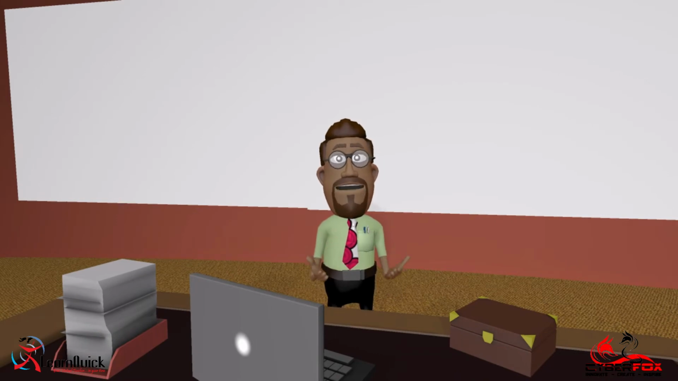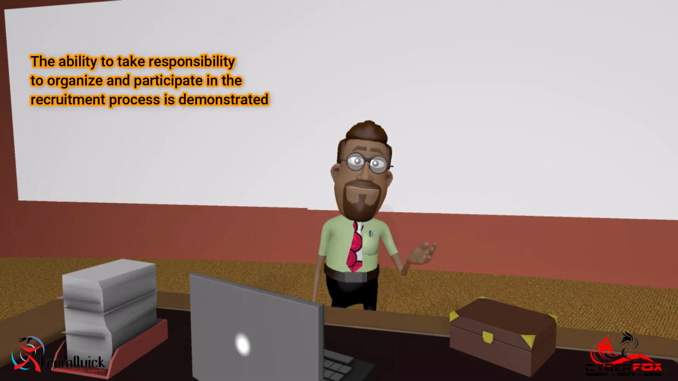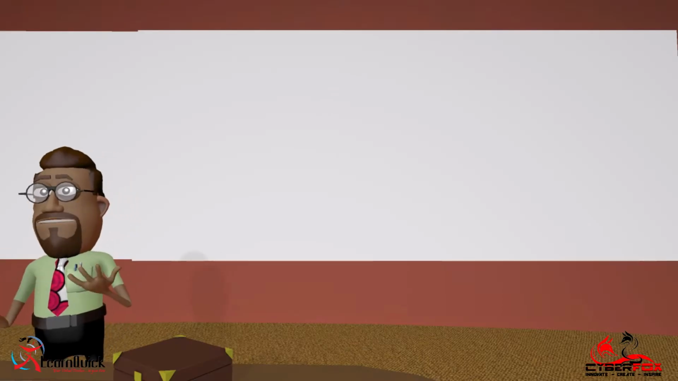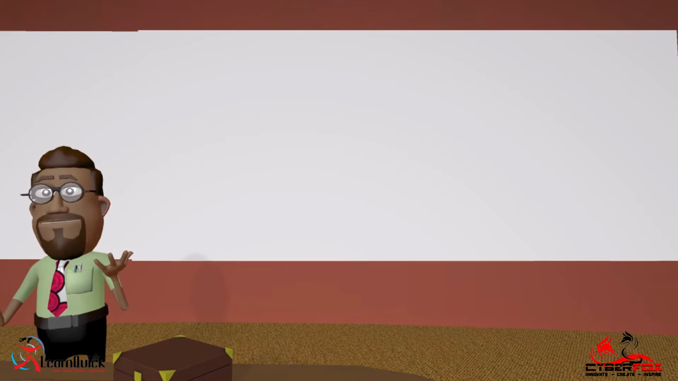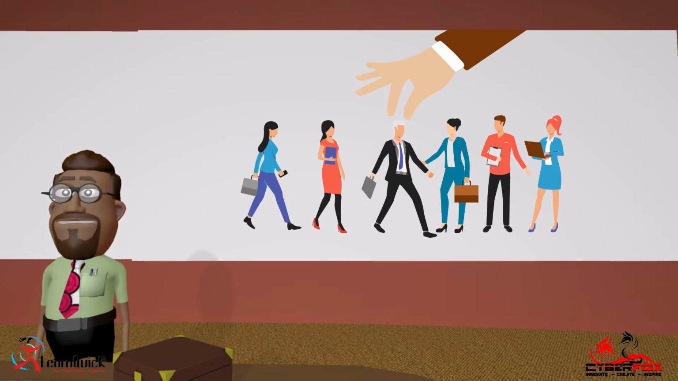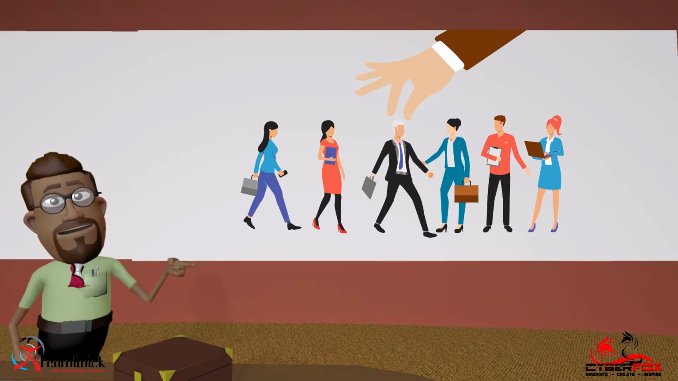This is the second session, and in this session, we will look at the demonstration of the ability to take responsibility, to organize, and participate in the recruitment process. Employers recruit for the present and future needs of the company, and they are always concerned on how to find and hire employees suitable for the position, which is where the Human Resources Department comes to the rescue.